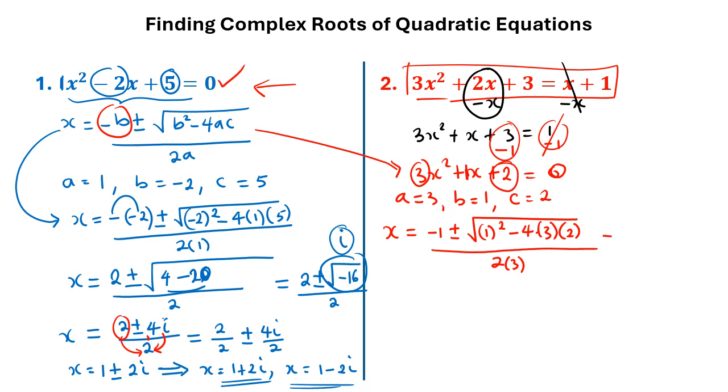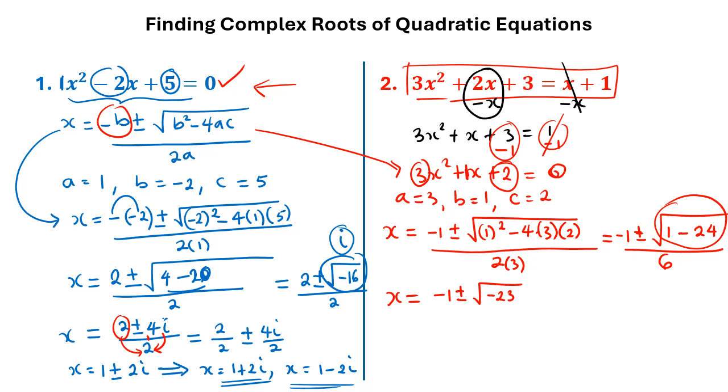Okay, so moving forward, I get negative 1 plus or minus the square root of 1 squared is 1, and I get negative 4 times 3 times 2, and 4 times 3 is 12, and 12 times 2 is 24. I get negative 24. And I am going to divide all of that by 2 times 3, which is 6. Okay, I get x is equal to negative 1 plus or minus the square root of, if I simplify this part here, negative 23, and I'm going to divide all of that by 6.